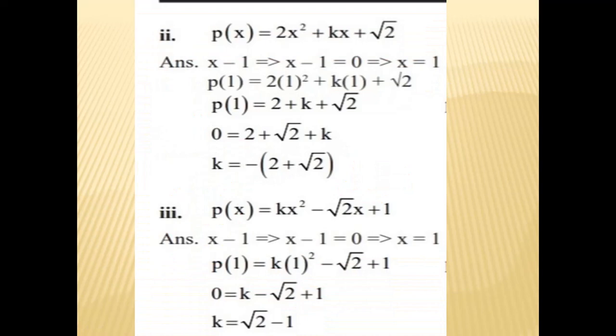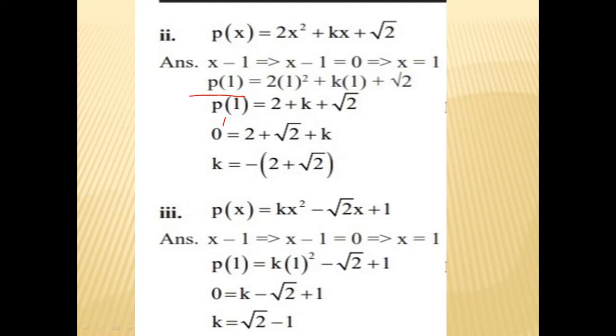Next problem, p of x is equal to 2x square plus kx plus root 2. x minus 1 is equal to 0, x is equal to 1. Therefore, p of 1 is equal to 0. In this case also, p of 1 is equal to 0.